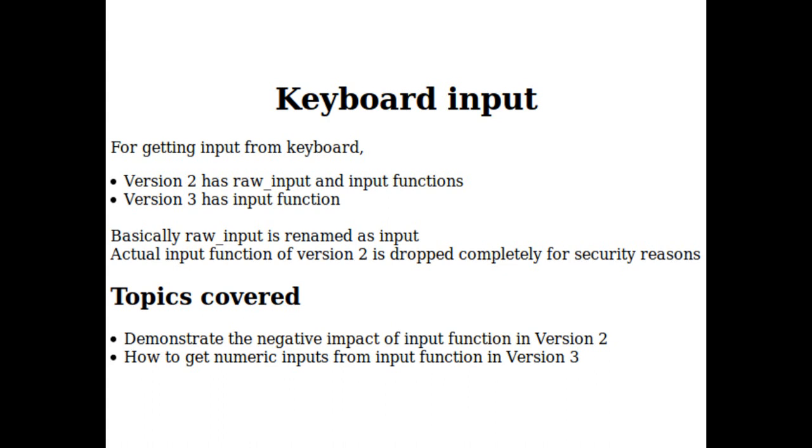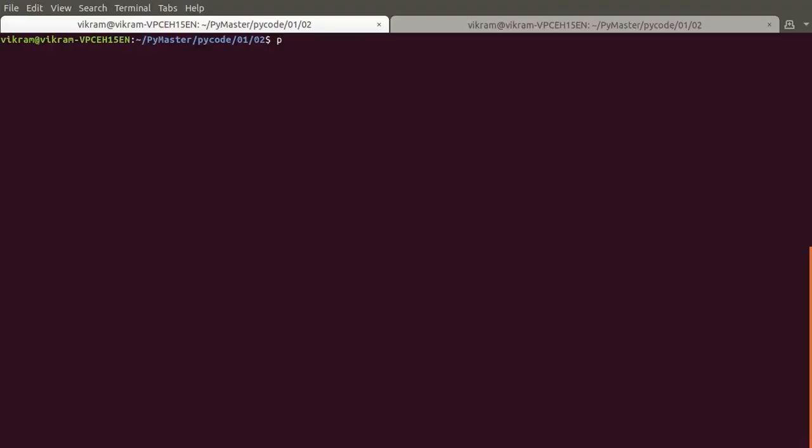So we'll explain the problem in this session, and we will let you know how to typecast explicitly, because we have dropped one functionality from the previous version. So we need to do that explicitly. We'll cover that in this session. Let us see how Python version 2 helped us to get input from keyboard.